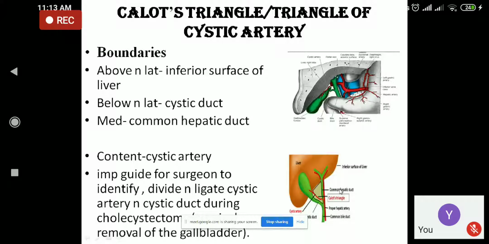Are you clear, students? Please remember this and write it down. Hello, class. Yes, ma'am. So this is the boundary and this is the content. So this will be commonly asked questions. If you go through the question papers, you can see this Calot's triangle or triangle of the cystic artery.